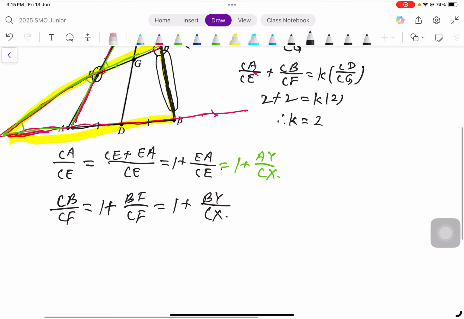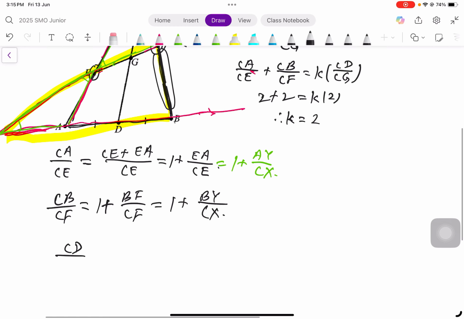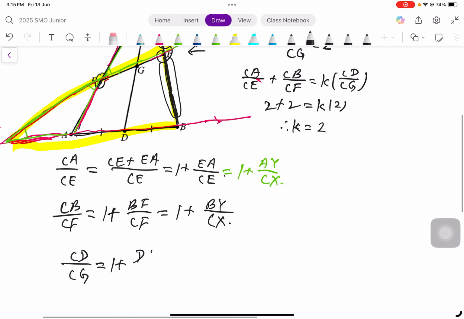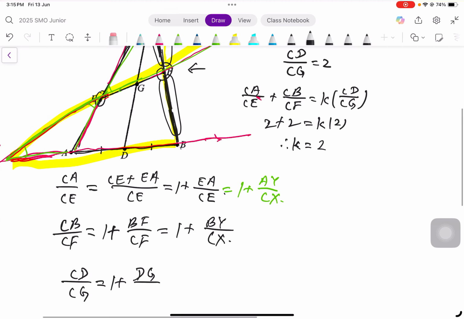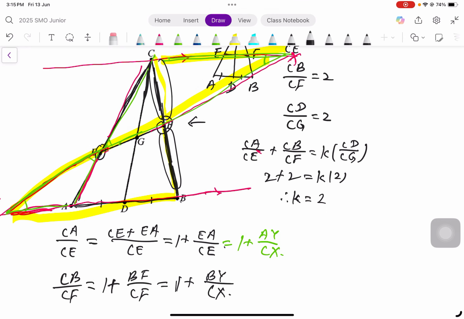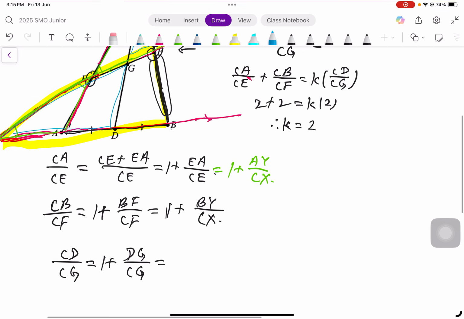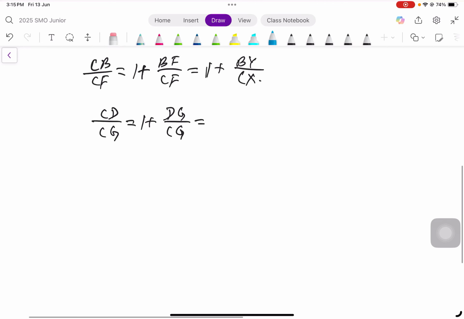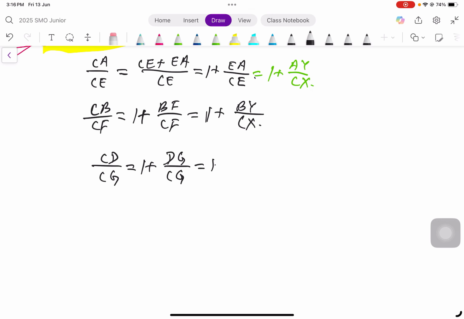Finally, CD over CG is 1 plus DG over CG. Drawing another triangle, this triangle is again similar to this triangle, so DG over CG is equal to DY over CX. Therefore CD over CG is 1 plus DY over CX.